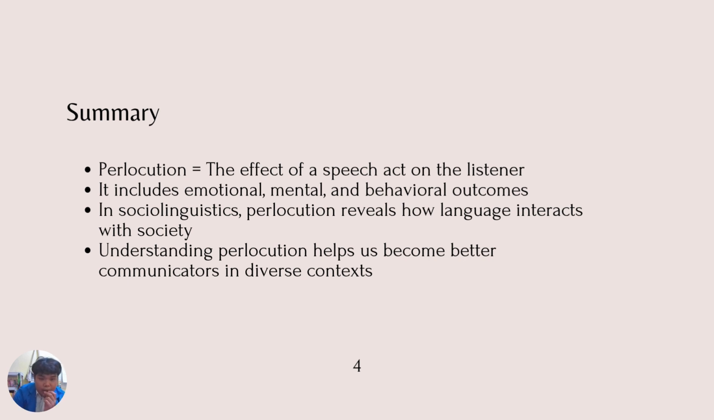And the summary of perlocution. Perlocution is the effect of a speech act on the listener. It includes emotional, mental, and behavioral outcomes. In sociolinguistics, perlocution reveals how language interacts with society, and understanding perlocution helps us become better communicators in diverse contexts.